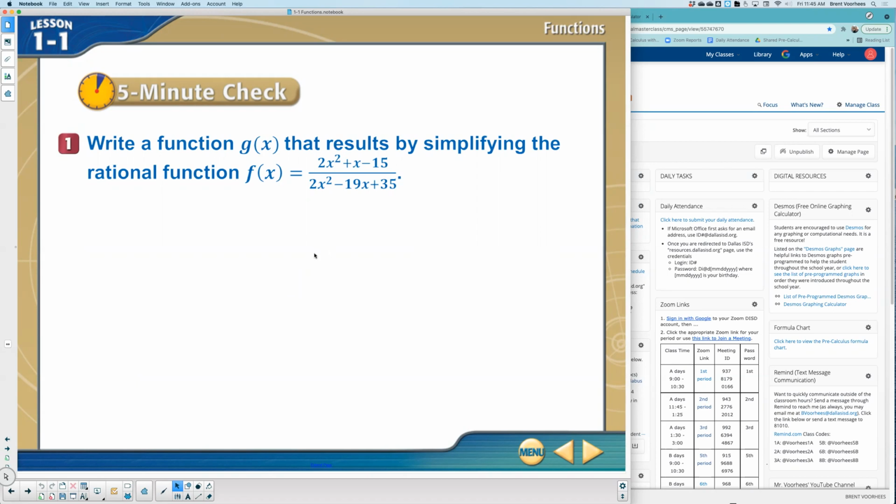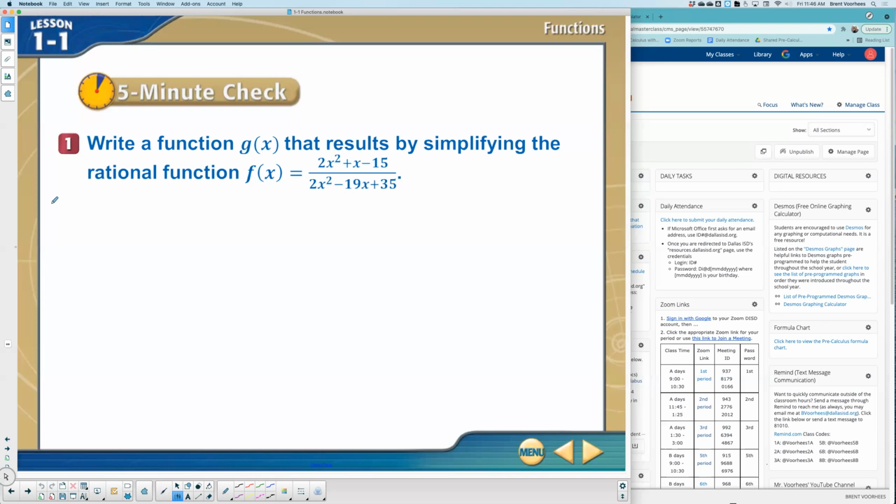So number 1 says, write a function g of x that results by simplifying the rational function f of x. And really what we're going to need to do is x factor both the numerator and the denominator and then simplify to get our solution here. So I'm going to start with the numerator. If you wouldn't mind, Bianca. Okay. Anybody else? I'm going to start here by x factoring the numerator.